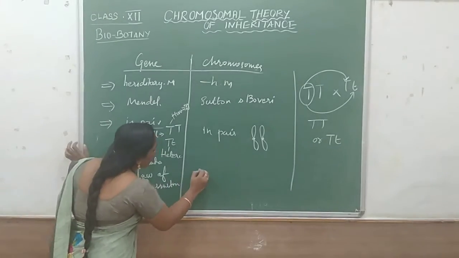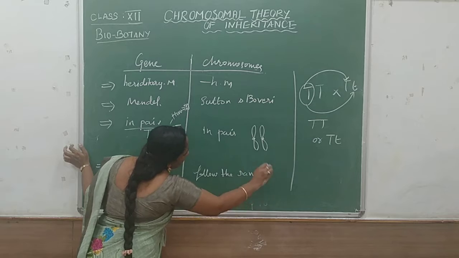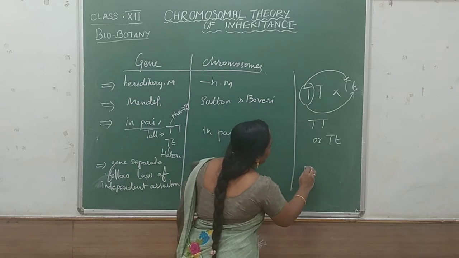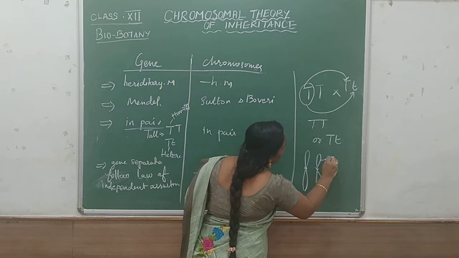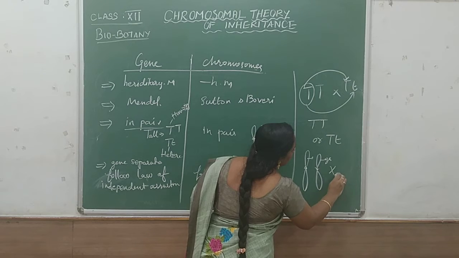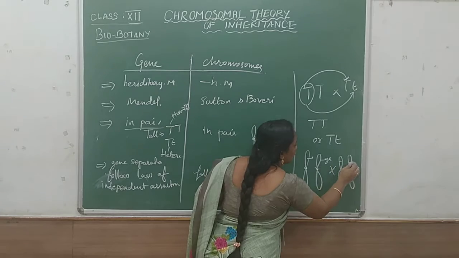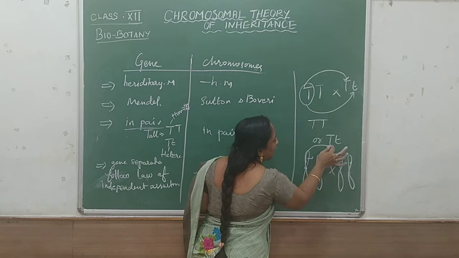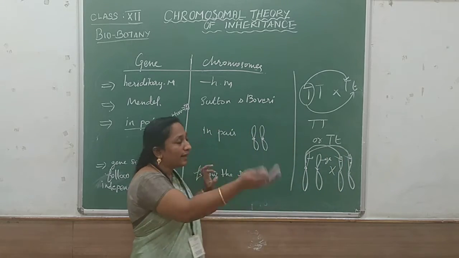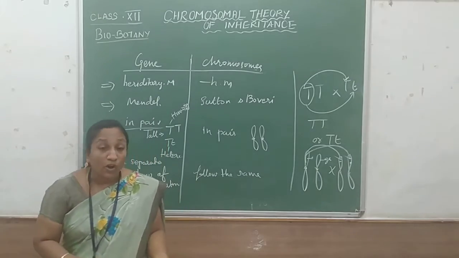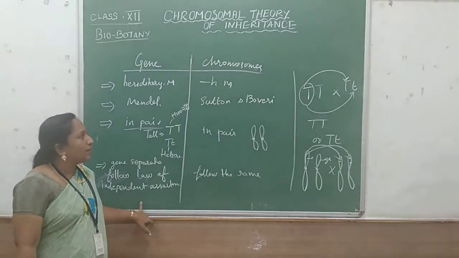Like the same, the chromosomes also follow the same rule. Particularly, this is a gene and this is a gene. If it is crossing with another set of chromosomes, this chromosome has the chance to cross with this chromosome, or it has the chance to cross with the next one. That is its own chance. So that is called the law of independent assortment. Up to this clear?